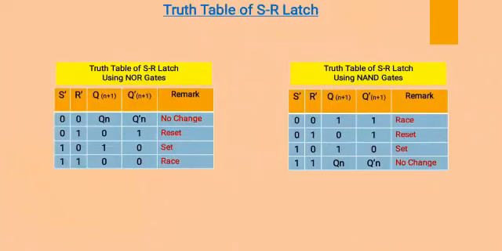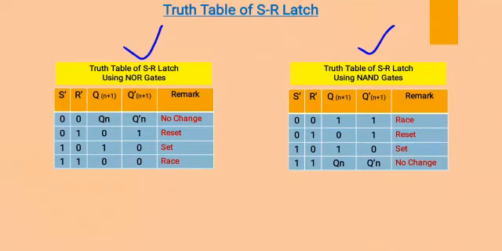Now we have seen in the first lecture the operation of SR latch using NOR gate, and I have given you homework for the operation of SR latch using NAND gate. This is the truth table of SR latch using NOR gate, and this is the truth table of SR latch using NAND gate. This truth table we are going to use further. That's why I have summarized these two truth tables over here.